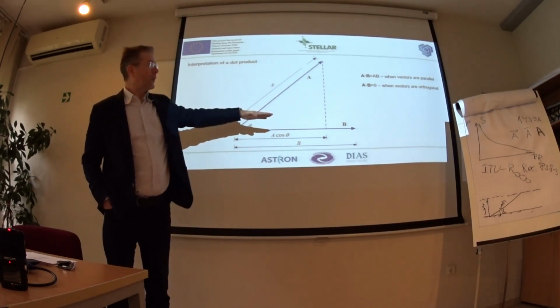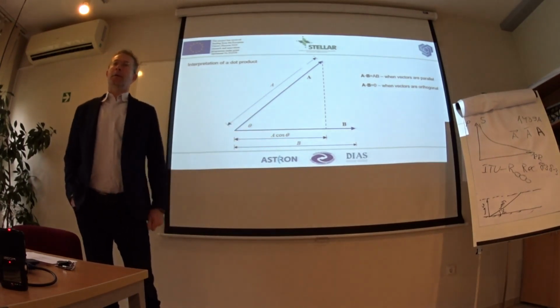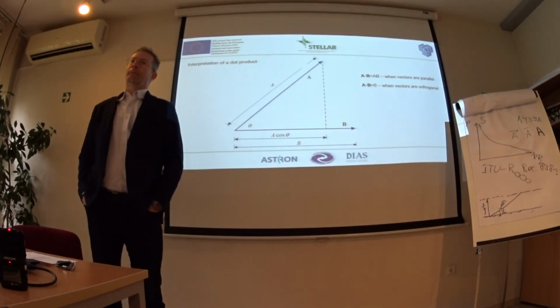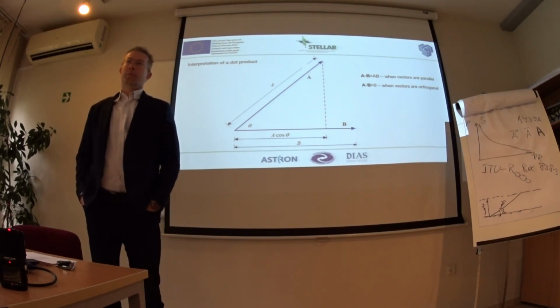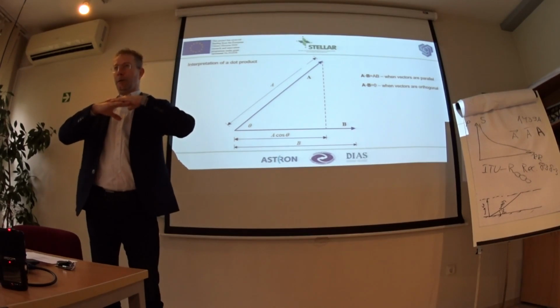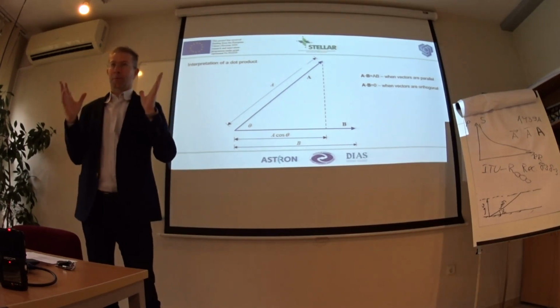And if these 2 vectors are in line, then what? We have the maximum of their. When they're perpendicular, if they're perpendicular, 0. If they're in line, maximum. This is called scalar product of 2 vectors.